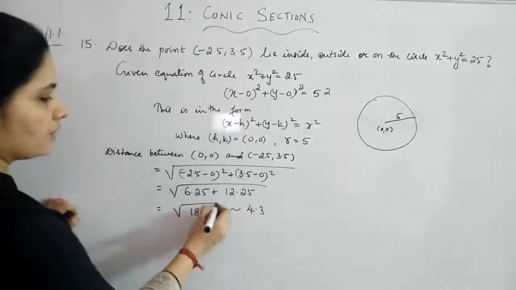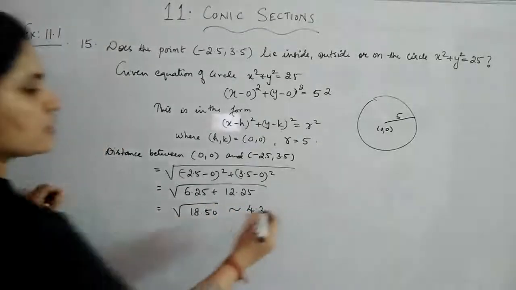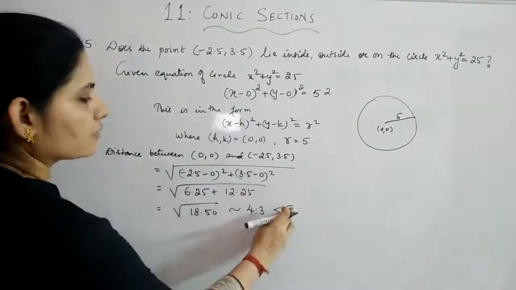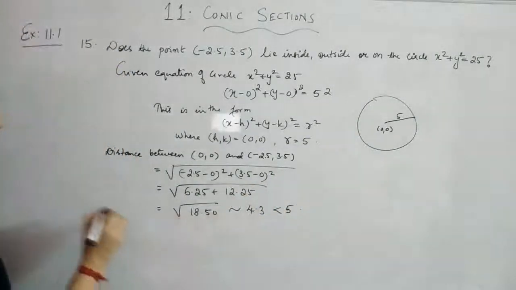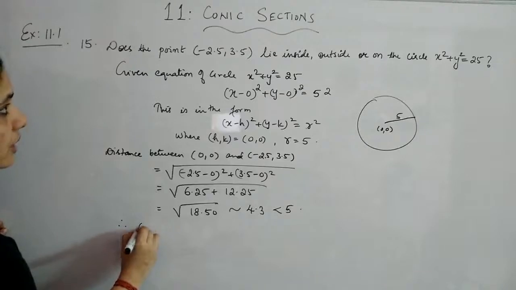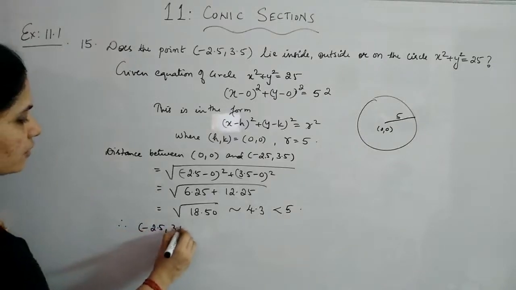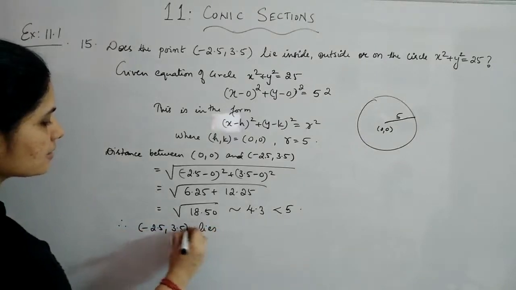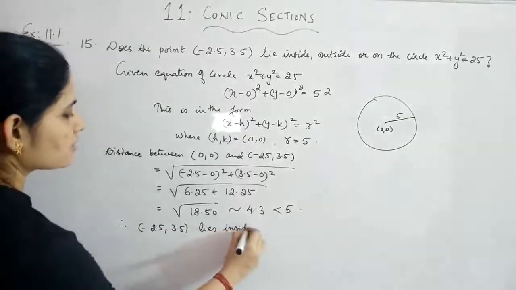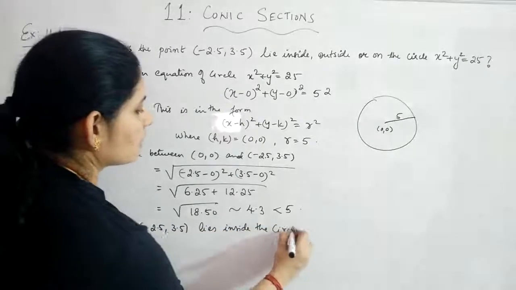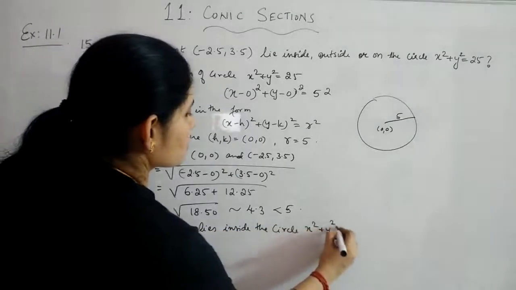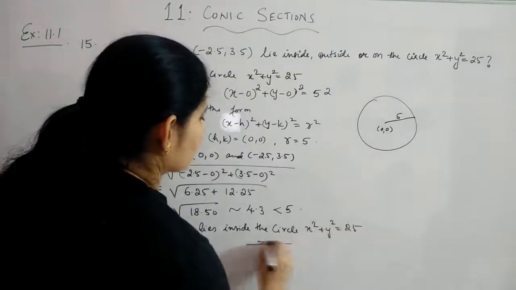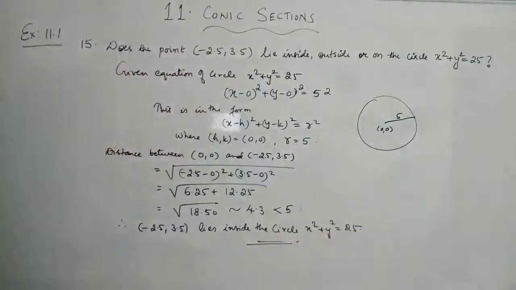Okay, 4.3, and this 4.3 is less than 5. Therefore, we can say that the point (minus 2.5, 3.5) lies inside the circle x square plus y square equal to 25. Okay, lies inside the circle. Understood?